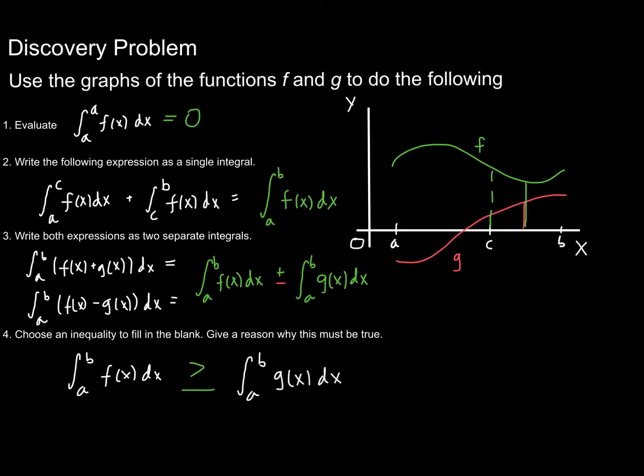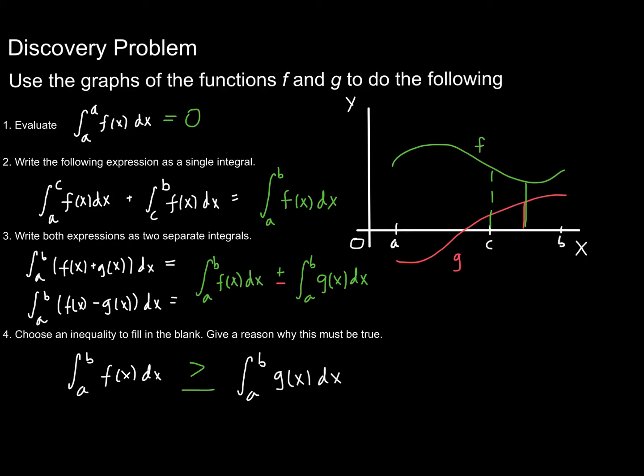The reason for this is that f is always going to maintain a greater value than g. When we're looking at the definite integral and we think about those products, because the product utilizes the value of the function at each of these points, since f has a greater value at all of these points, the sum of those products is obviously going to be greater for f than it will for g.